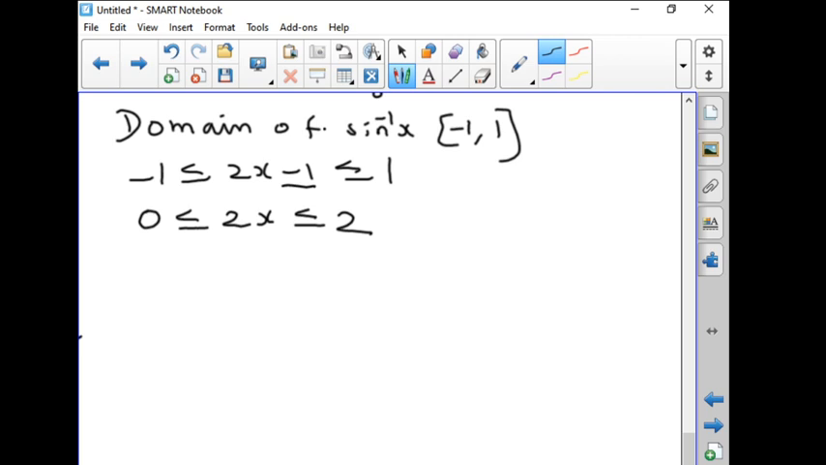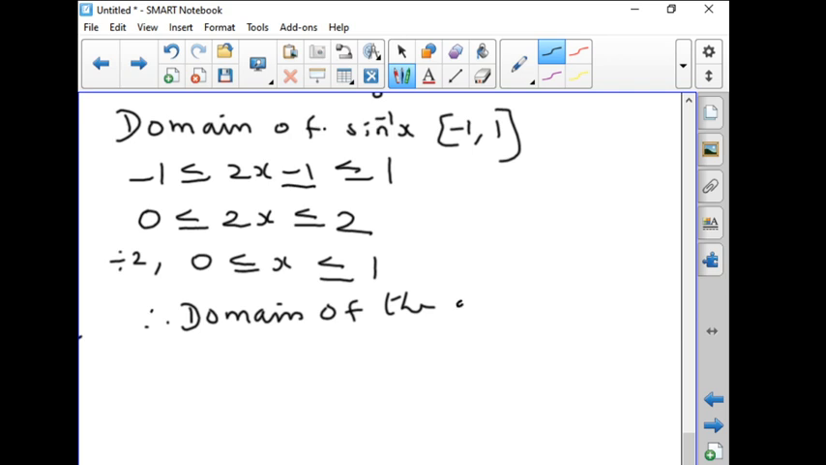Now we divide throughout by 2. So divide throughout by 2: 0 less than or equal to x less than or equal to 1. So what is the domain of the function? The domain of the given function is 0 comma 1.